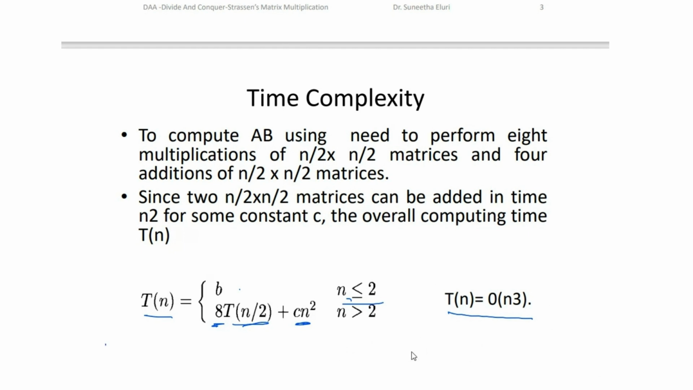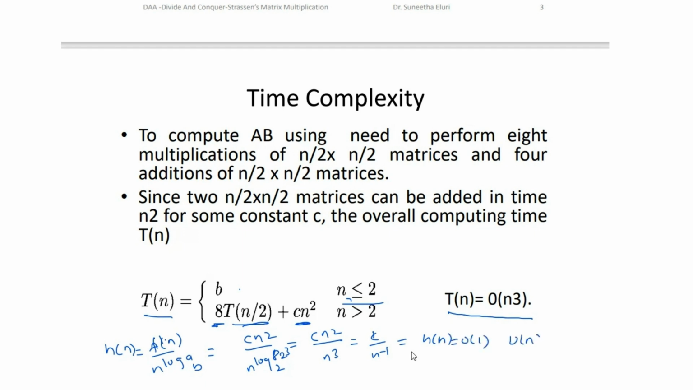So I can write that h of n is equal to f of n by n power log a to the base b. So f of n is here cn square and n power log 8 to the base 2. So cn square divided by, this I can write as 2 cube, and this becomes n cube here. So I'm having n in terms of minus 1. So whenever it is minus 1, my h of n is equal to order of 1, hence my u of n is equal to 1 here.